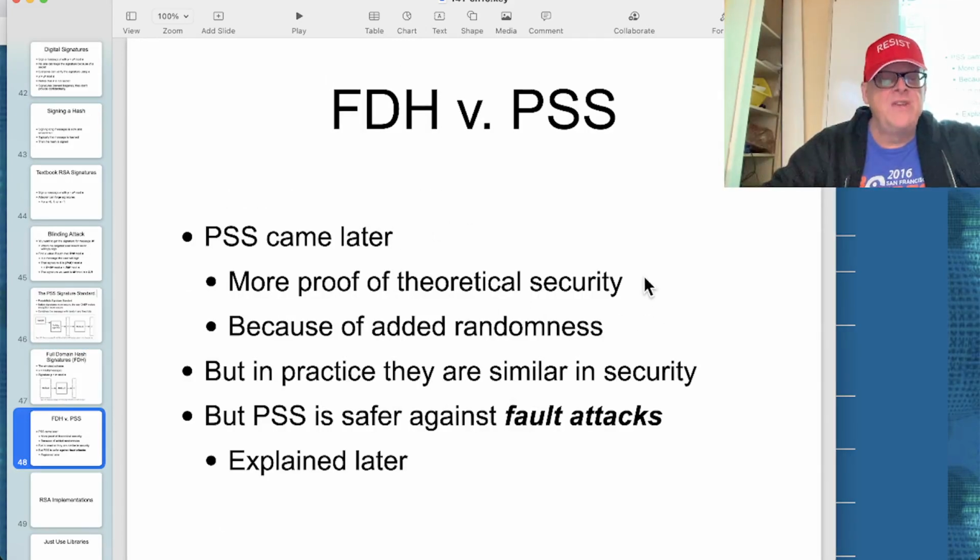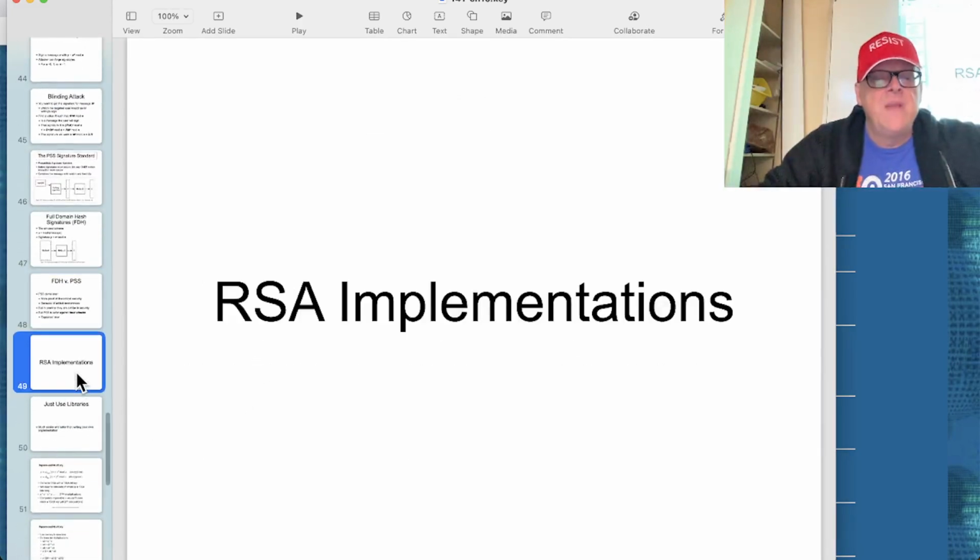In principle, it is theoretically more secure, but in practice, they seem to work out about the same. PSS is safer against fault attacks, which are hardware attacks we talked about. All right, we'll get there.